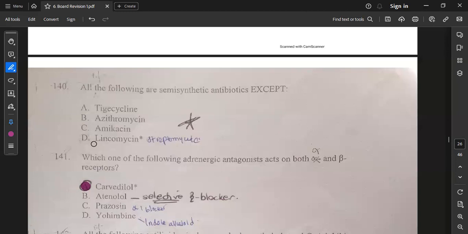So natural antibiotics, examples: penicillins, beta-lactams. Are there any semisynthetic beta-lactams? Definitely no. Yes, amoxicillin is semisynthetic. I don't think we need to spend much time there. We can move on to the next.